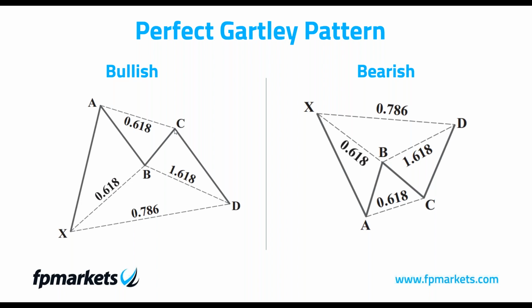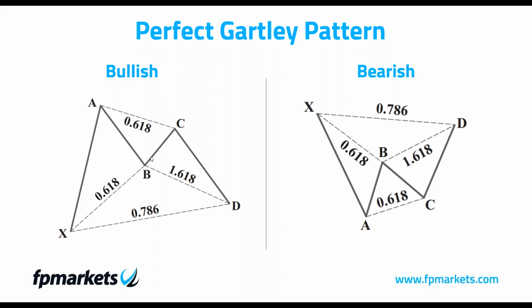precise 61.8%. Whoops, where's my cursor? It has to be a precise 61.8% Fibonacci retracement from A to B. Do keep that in mind. And a precise D point should include a 78.6% Fibonacci retracement taken from X to A, and a precise 1.618 Fibonacci extension taken from B to C. This also must align with an equivalent AB equals CD pattern. This should be clear and easy to spot at this point.